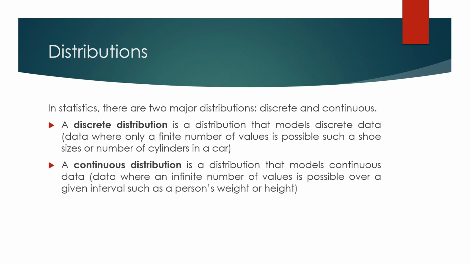Continuous distributions are distributions that model data where you can have any possible number over the interval. So this is actually what we were experiencing when we did a frequency distribution, because along the bottom axis was continuous because of a histogram's definition.